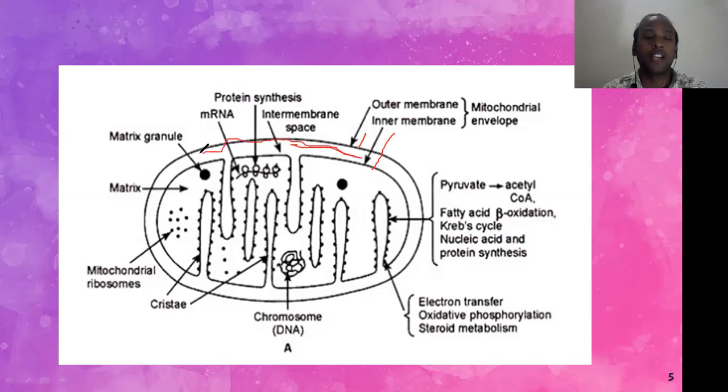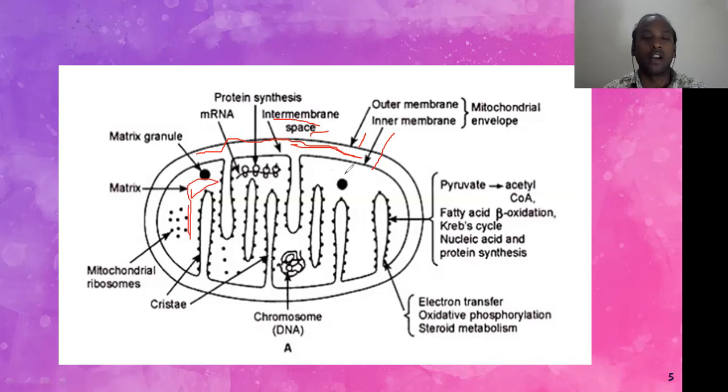We call this space the intermembranal space. This intermembranal space is important for the generation of the proton gradient. What this proton gradient is and how it is important, we will see in the upcoming slides.